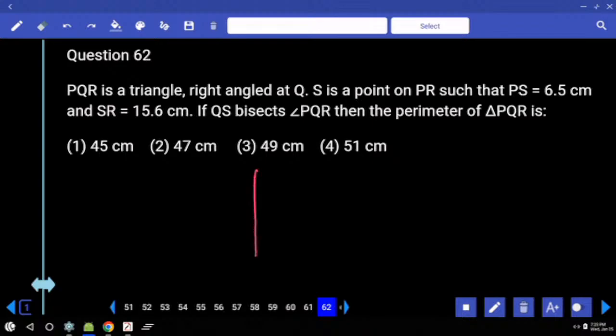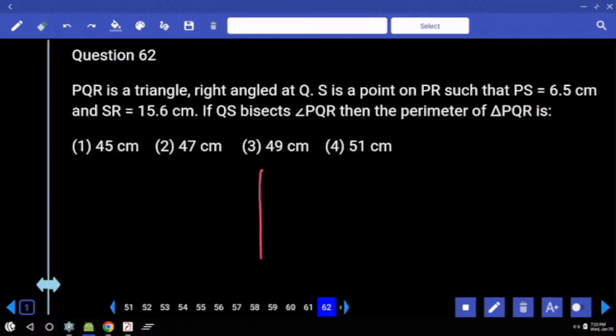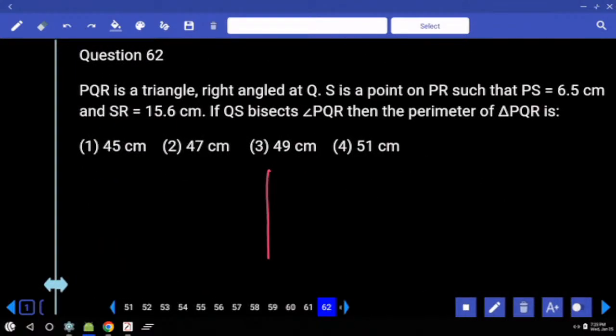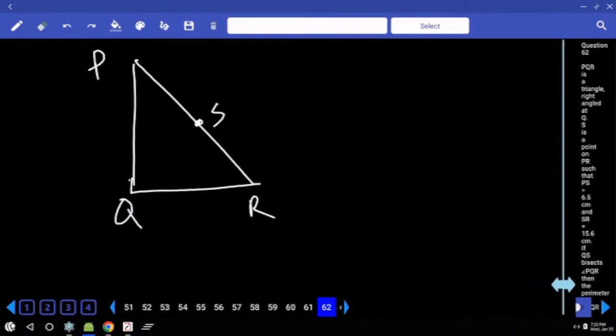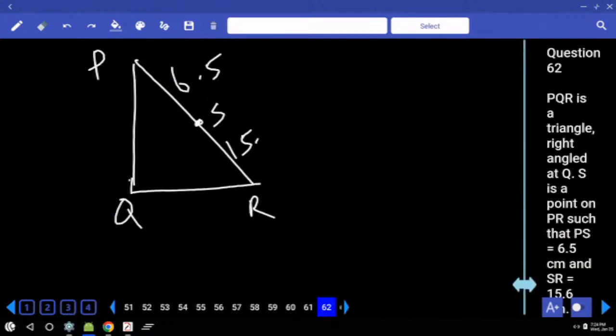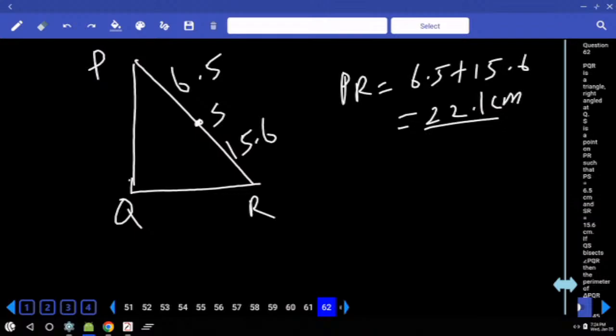Okay. PQR, I'll draw the diagram here. PQR is a right angle triangle. Yes or no? Which is right angled at what? Q. Right. Now see here. S is a point on PR. Please observe this question carefully. S is a point on PR such that PS is 6.5 and SR is 15.6. Yes or no? Now first of all, this means PR is 6.5 plus 15.6, which equals 22.1 centimeters. Yes or no? Keep this data with you.